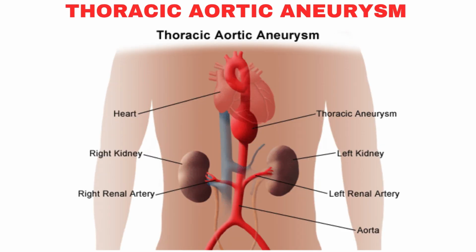Now we will see thoracic aortic aneurysm. Approximately 70% of all cases of thoracic aortic aneurysm are caused by atherosclerosis. The thoracic area is the most common site for dissecting aneurysm. Thoracic aortic emergencies are associated with high morbidity and mortality rate, but with the emergence of endovascular aortic repair, there is an improvement in the mortality rate.